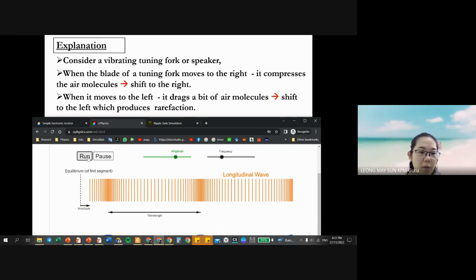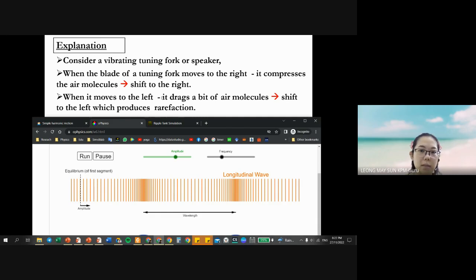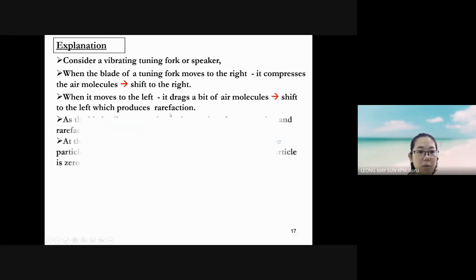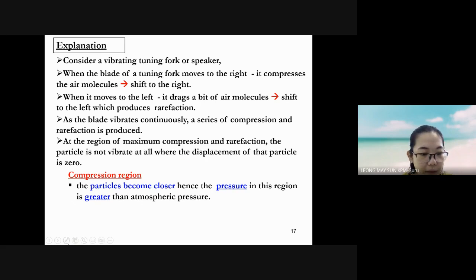Then after that, when it moves backwards, it drags a little bit of the air molecules nearby, shifting the air molecules at the side to move towards the left hand side, which causes the rarefaction part. Here, as the tuning fork blade vibrates continuously, a series of compression and rarefaction is being produced. At the region of maximum compression and rarefaction, the particles are not vibrating at all, where the displacement, this one you don't have to bother about, okay.